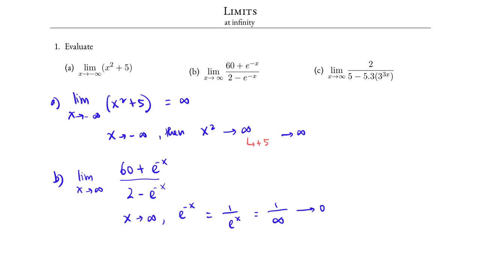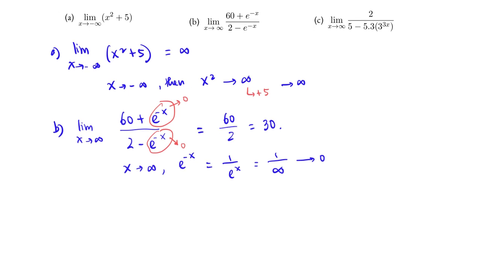And so what we have here is 60 plus almost 0 over 2 minus e to the negative x, which is almost 0. Think of this as going to 0, and this is going to 0 as x goes to positive infinity. What we end up with is 60 over 2, which is 30 as the limit.